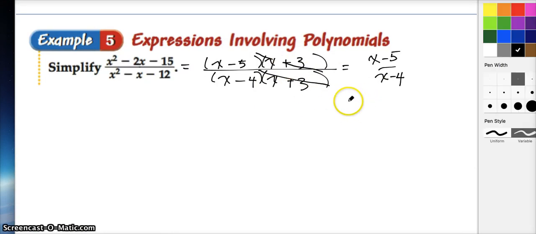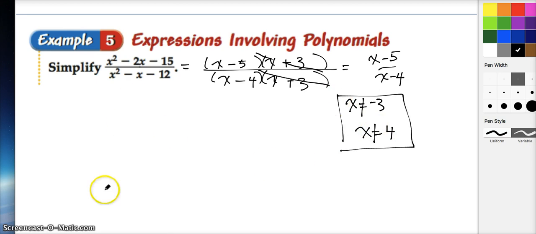And one of them is x equal to -3, cannot happen, right? And x equal to 4 also cannot happen. So these would be the excluded values to this problem. When you simplify, you definitely want to make sure that if you cancel something out, you write the excluded value that was contained in the cancellation.